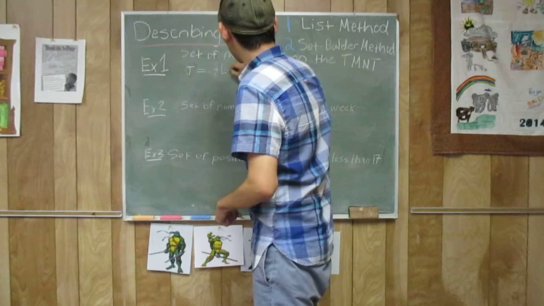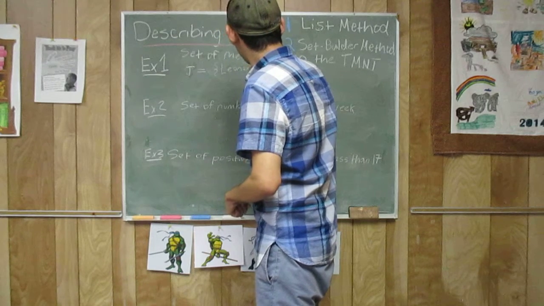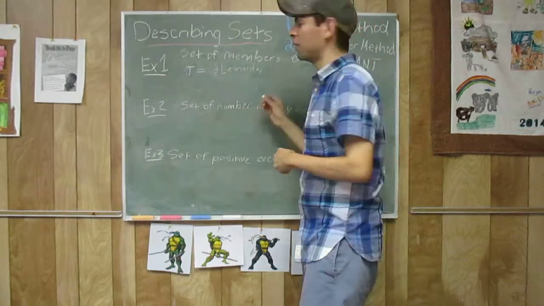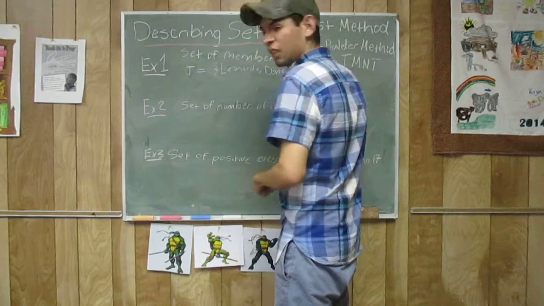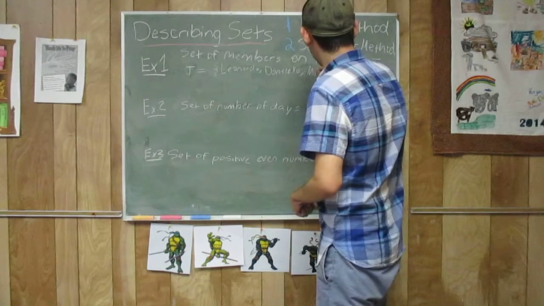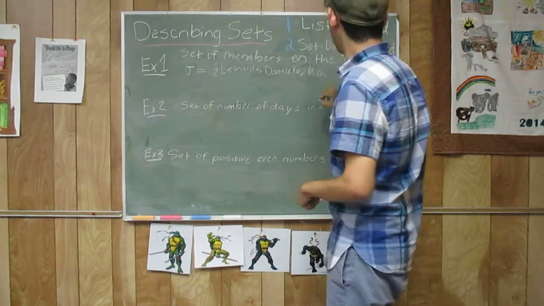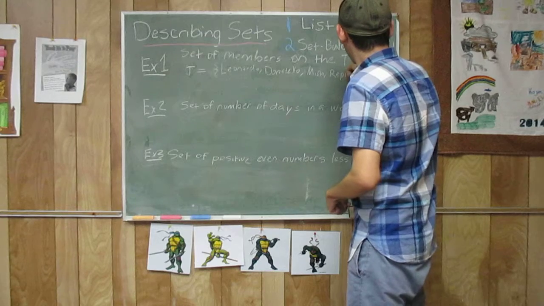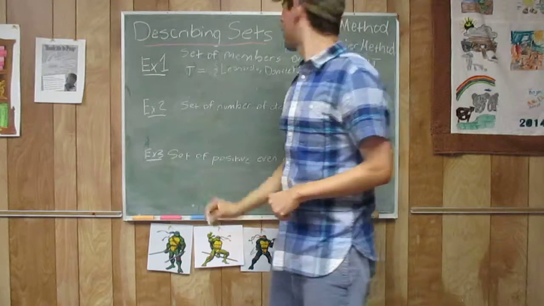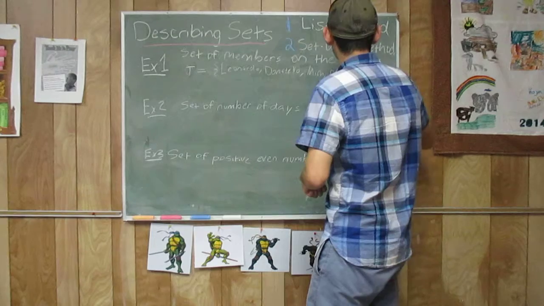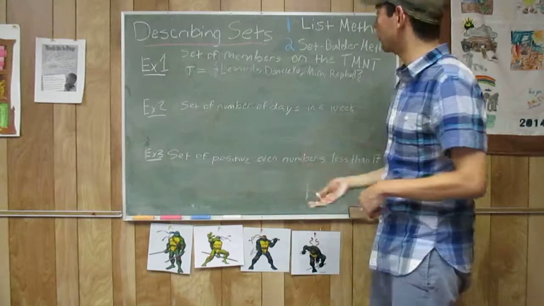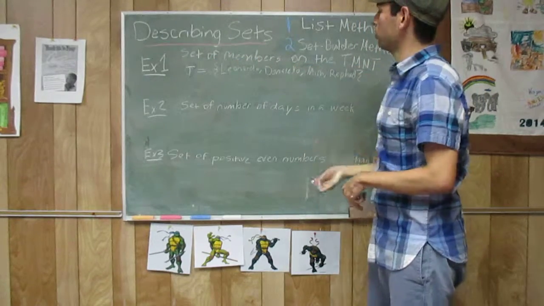Blue, Leonardo. It could be in any order. Donatello, Michelangelo, and he's orange, and Raphael, and we will close it. Oops, I misspelled Raphael. Sorry about that. So the list method would be Leonardo, Donatello, Michelangelo, and Raphael. Those are the set of members on the Teenage Mutant Ninja Turtles.